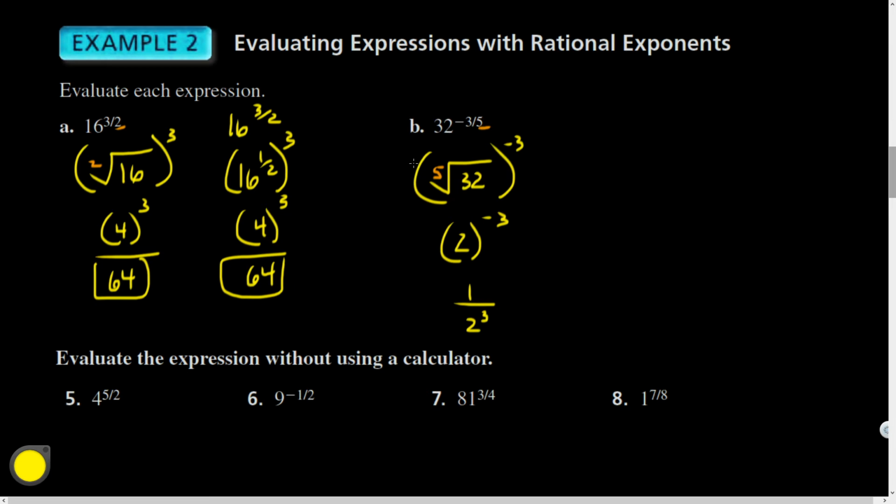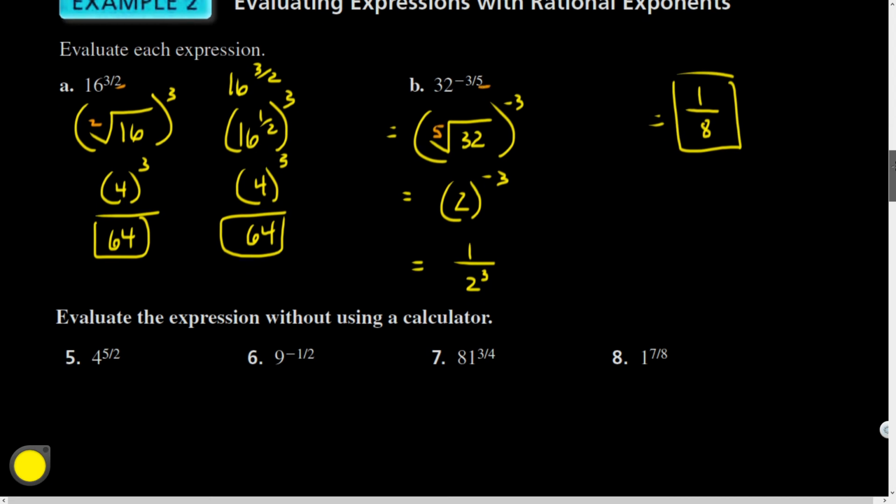And that, let's see, I guess now I'm trying to keep my lines of work here proper. 1 over 2 to the positive third is 1 over 8. And so that would be the final answer there. So yeah, a little bit tricky, but this is the idea. The denominator of an exponent becomes the index of the radical.